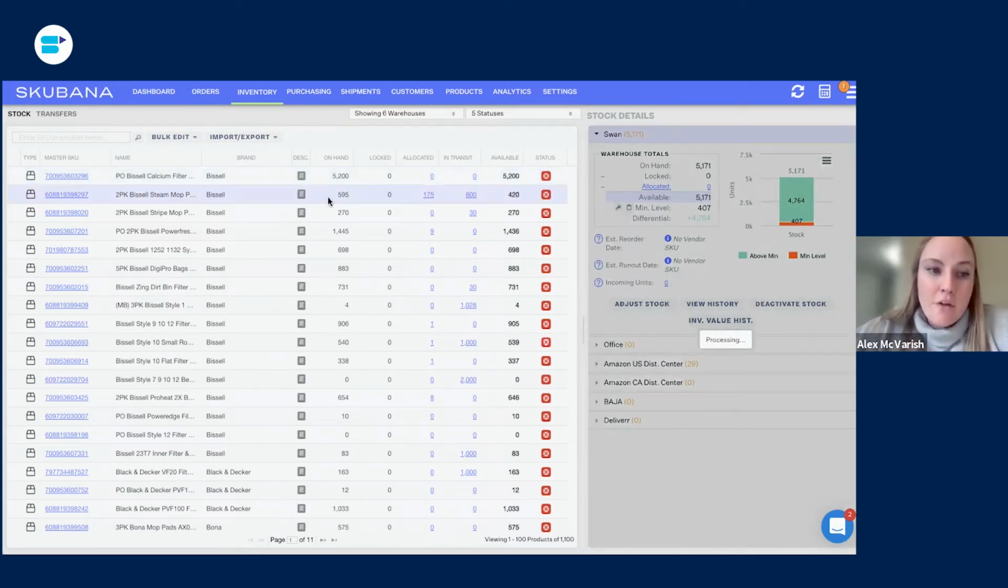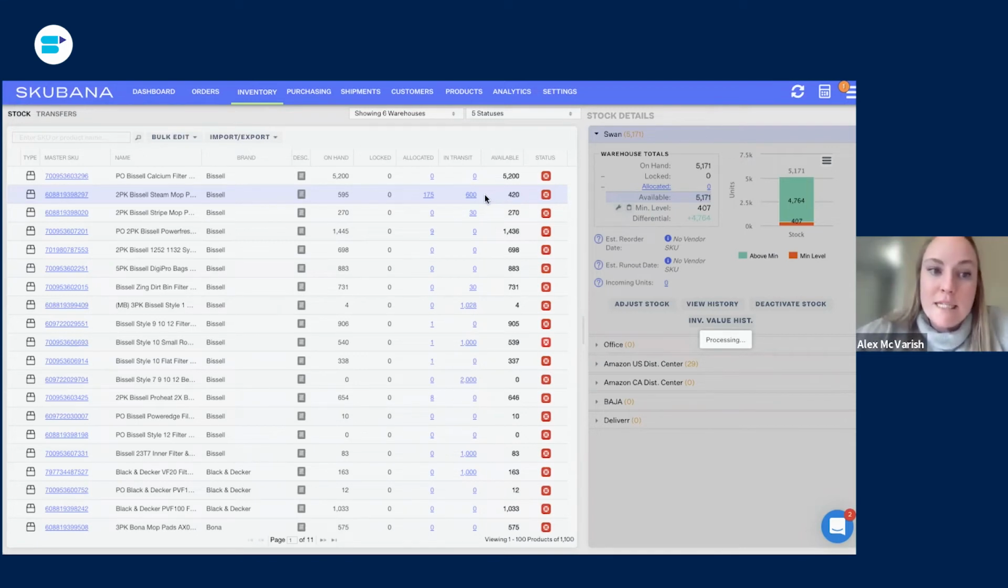So here is another example of a SKU. There's 595 units on hand. 175 units of this product are allocated to orders that have been taken in, but those orders have not yet been shipped. And this means that we have 420 units available to sell. So this is actually the number that Skubana is pushing to the sales channels.